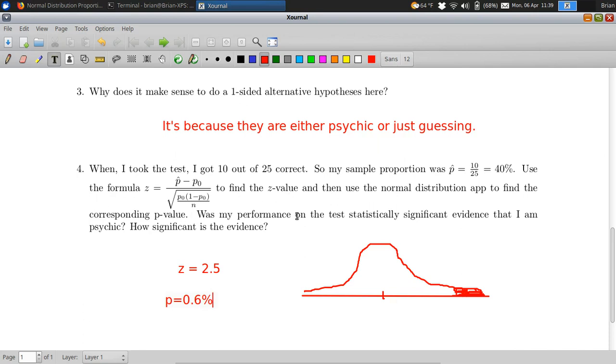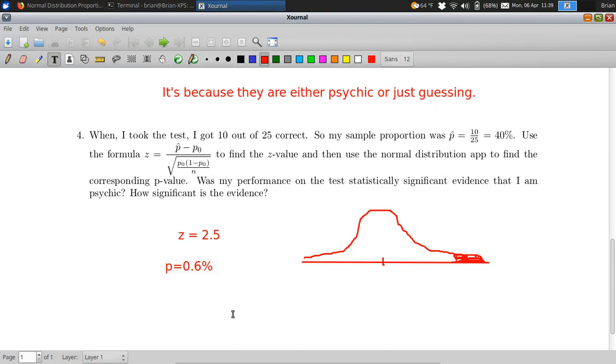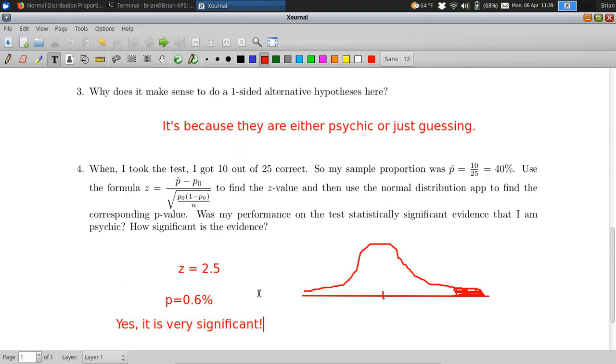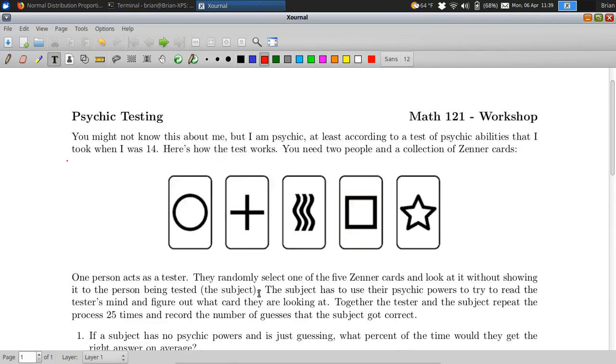And so I found the z-value, then I found the corresponding p-value. Now, is the evidence of the test statistically significant evidence here? And the answer actually is yeah. Wow, that's really significant, right? That's way below 5%. It's even below 1%. So this is what we might say would be very significant evidence. So yes, it is very significant. So that's great. I'm psychic. That's amazing. You probably didn't know that about me.